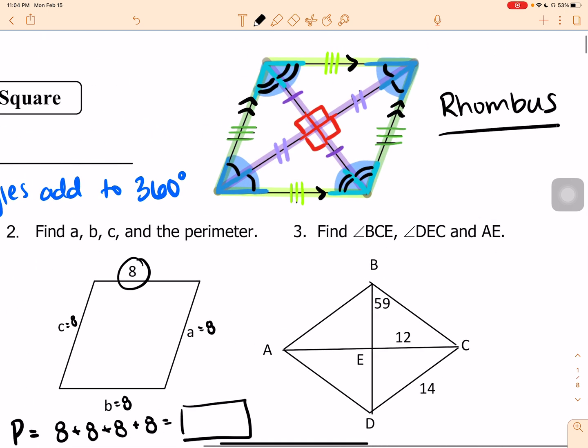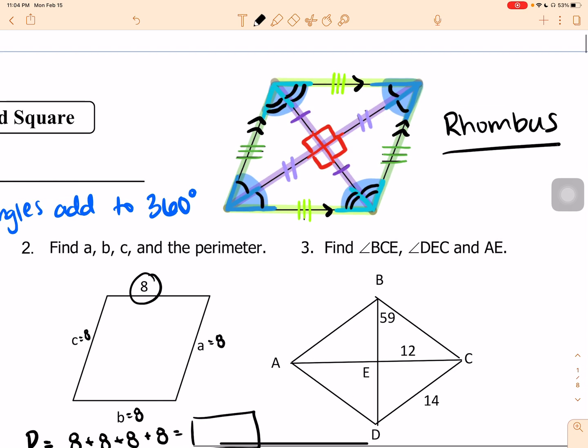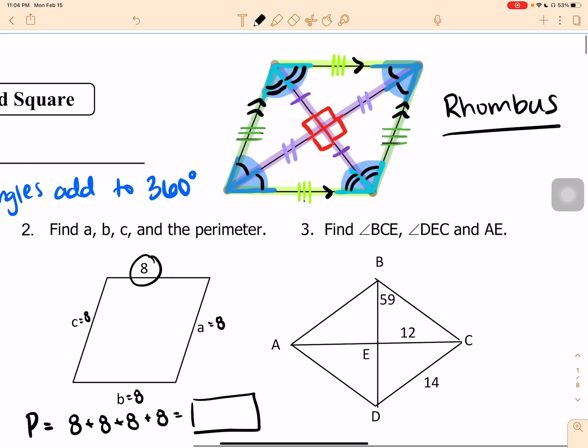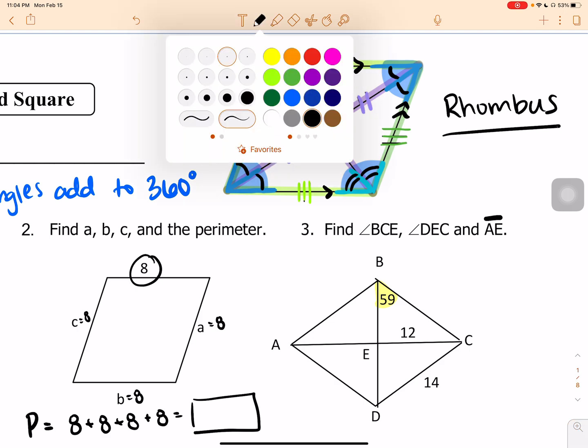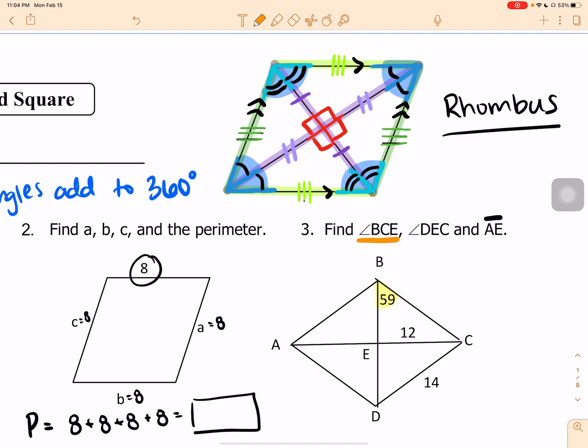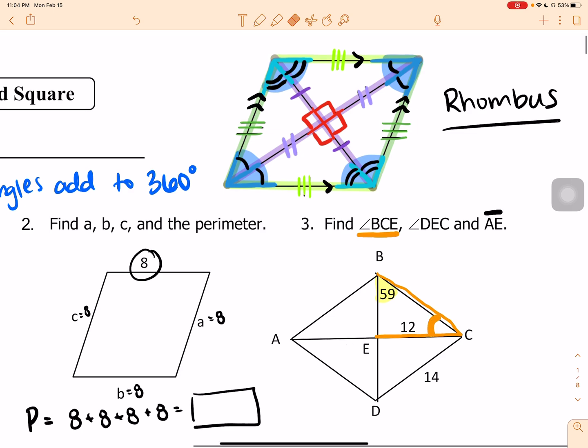All right, so here it says find angle BCE, angle DEC, and AE. So AE is a side. That's why that's a side there. Okay, so my angle, all I have so far is this 59 degrees. We are asked to find BCE, so I'm going to go and mark that. So BCE, so it's going to be this angle right here. And I'm going to erase those ugly lines. That's the angle BCE.